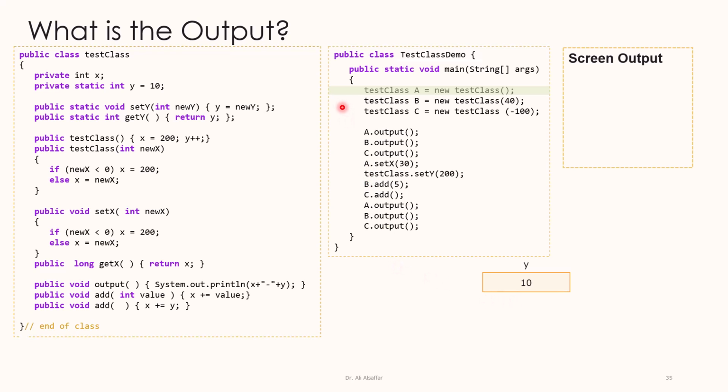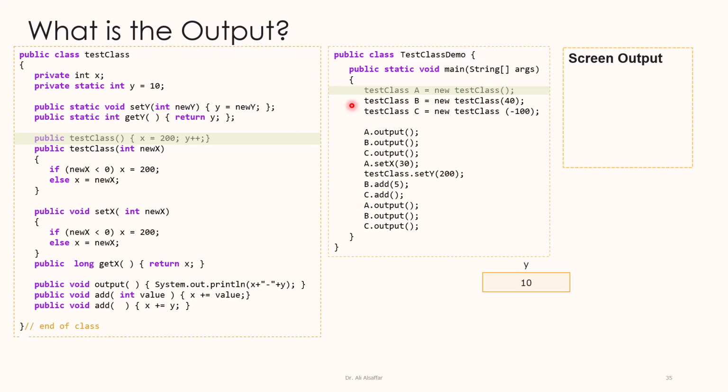Next, you start the first line, and this is where we are now in the main program. Here we are creating an object of testClass that is called A. It is calling the default constructor. So where is the default constructor? The default constructor is here inside the class. What does it do? It initializes the instance variable x to 200 and increases the current value of the static variable by 1, which makes it equal to 11.